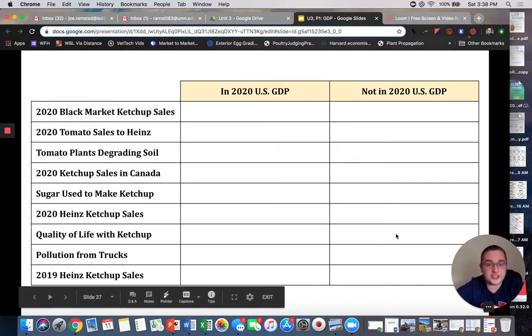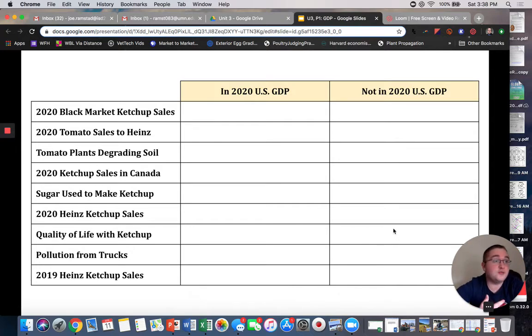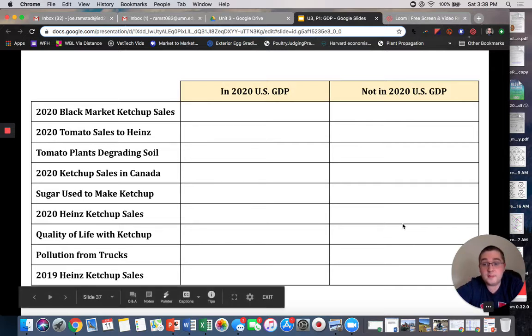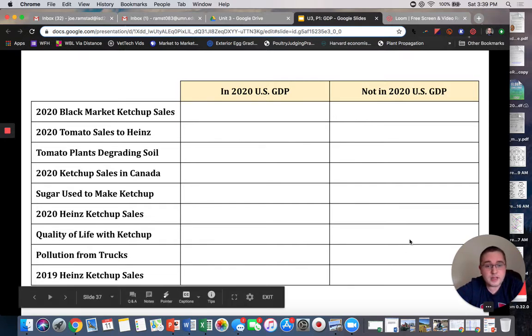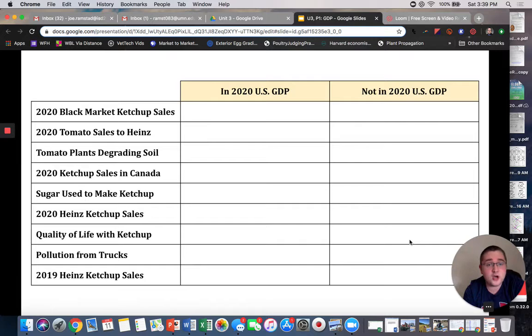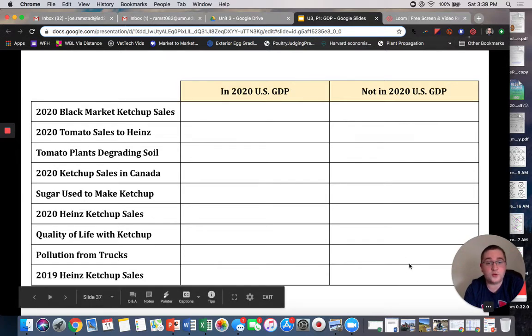Quality of life with ketchup. This isn't measured. We can't measure how happy I get when I put ketchup on my French fries. Okay, that can't really get reported to the government, so that's going to be not included. Pollution from trucks. When we're shipping our tomatoes from point A to point B, or shipping our ketchup, that is not included in our GDP. And lastly, 2019 Heinz ketchup sales, because this is the year 2020, we are not concerned with what was sold in 2019, therefore that's not in the 2020 GDP.